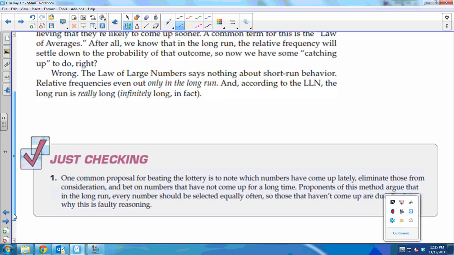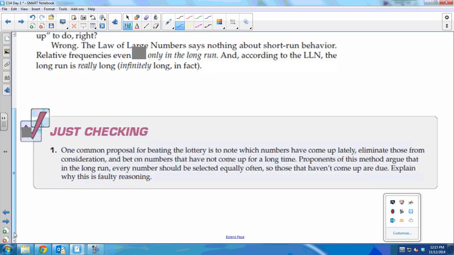So for example, one common proposal for beating the lottery is to know which numbers have come up lately, eliminate those from consideration, and bet on numbers that have not come up for a long time. Proponents of this method argue that in the long run, every number should be selected equally often, so those that haven't come up are due. Explain why this is faulty reasoning.